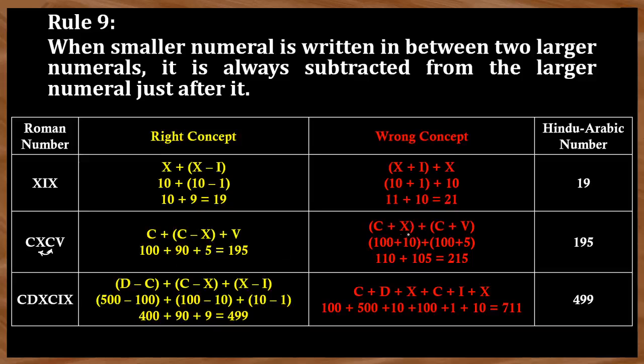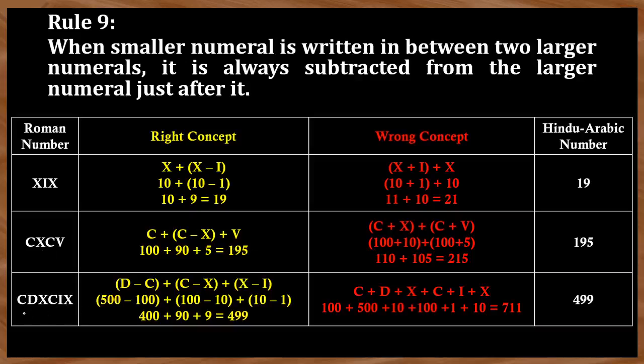You may take like this also. C plus X is 10 plus 100, plus 10, plus C plus V is 100 plus 5. So 110 plus 105, which is 215. This is wrong. Okay, this is actually 195. Okay, next.